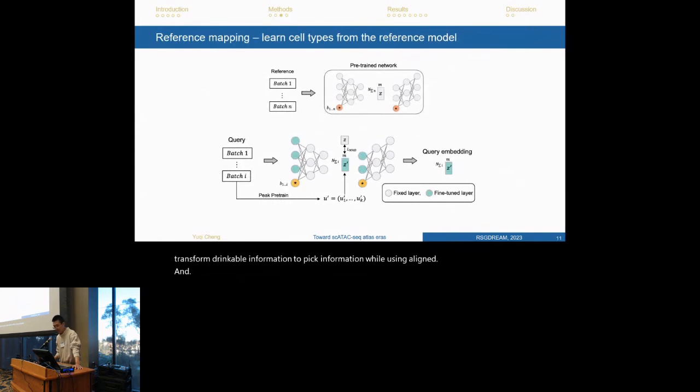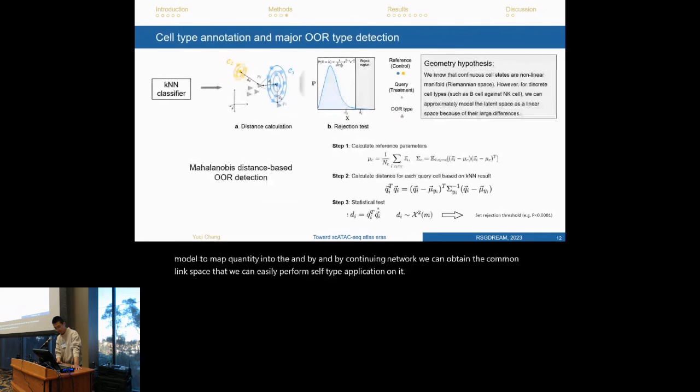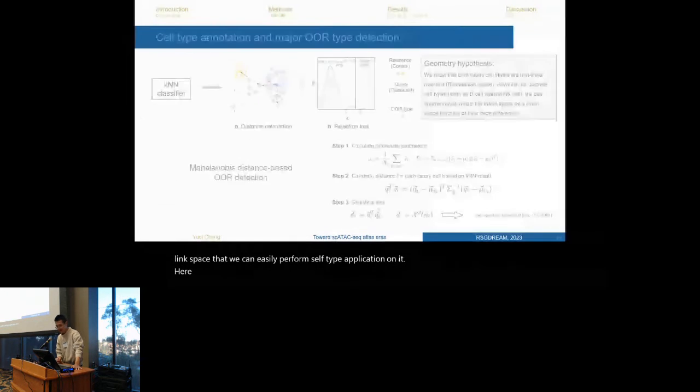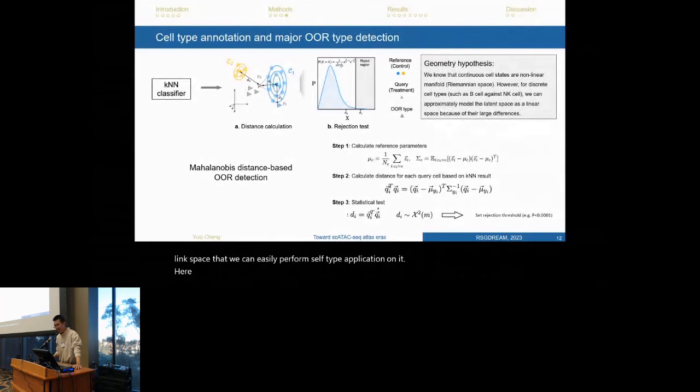And with such a gene feature set, we can then perform transfer learning with the pre-trained bridge VAE model to map query data into the reference space. And by fine-tuning the network, we can obtain the common latent space. Thus, we can easily perform cell type annotation on it. Here, we use a plain KNN classifier to transfer cell labels.